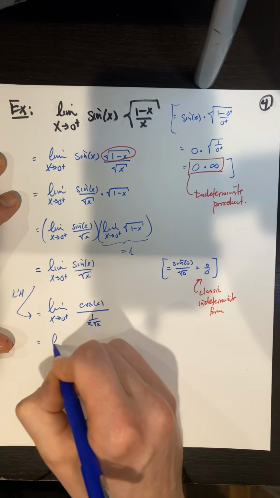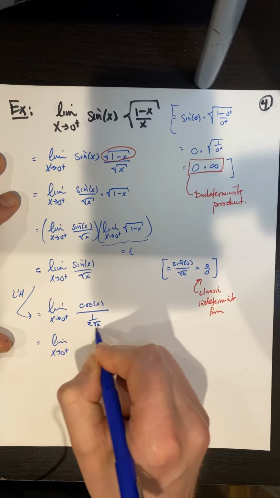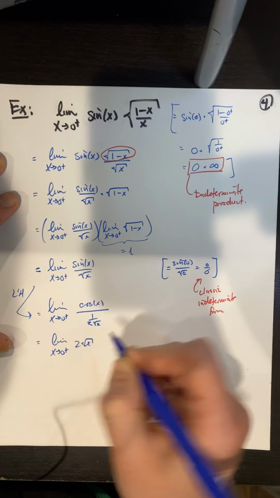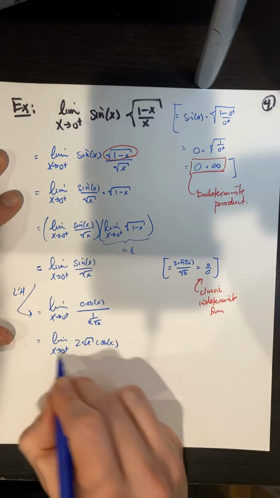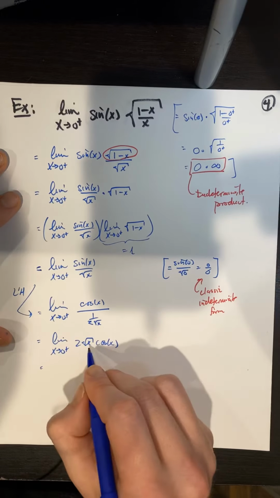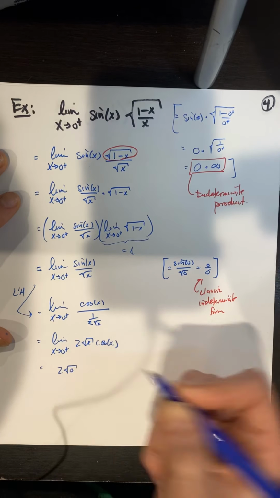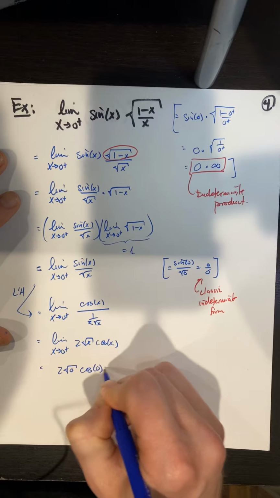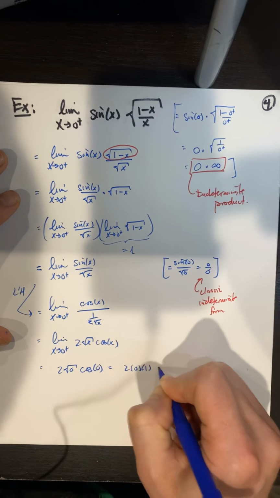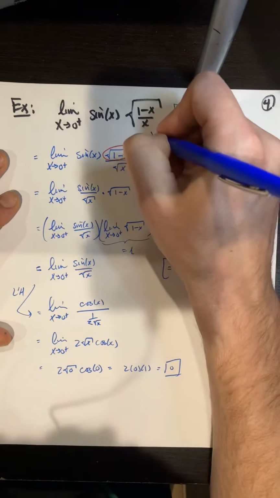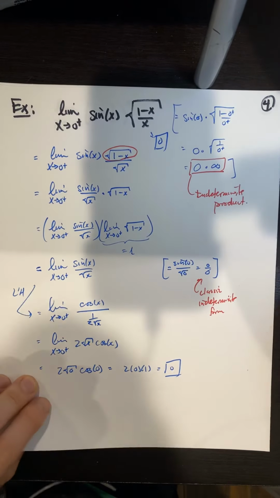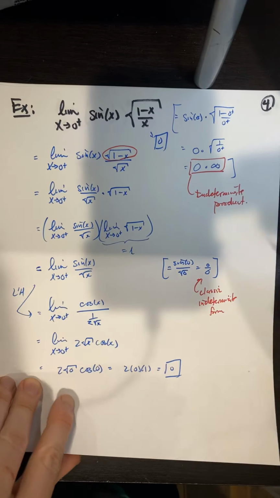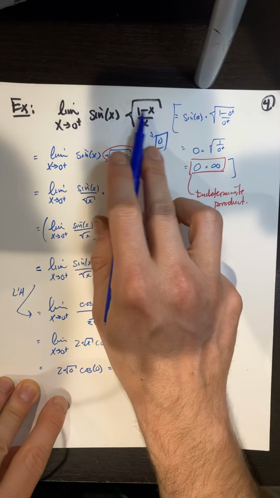And now I'll simplify this. Since I'm dividing by a fraction, I can bring it upstairs. So this is 2 root x cosine of x. And both of these are continuous at 0 plus, so plugging that in, I would get 2 times the square root of 0 times cosine of 0. So that's 2 times 0 times 1, which is 0. So this limit is in fact 0. Okay, so there's a lot of simplification going on there, but this 1 minus x business was just kind of there to scare you.